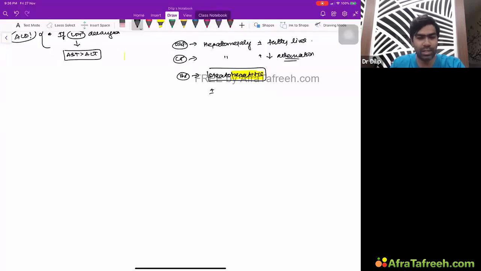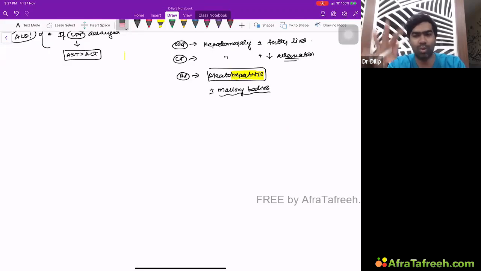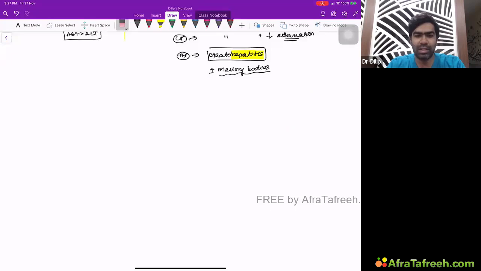Plus or minus, you can see something called Mallory-Denk bodies, or Mallory bodies. This is not always seen. And the two things you need to know about Mallory bodies: their presence doesn't mean that you have alcoholic hepatitis, and at the same time, absence of Mallory bodies does not rule out alcoholic hepatitis. Clear? So what are basically these Mallory bodies in the first place? Can anyone tell what you mean by Mallory bodies?